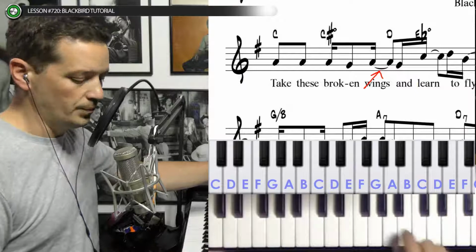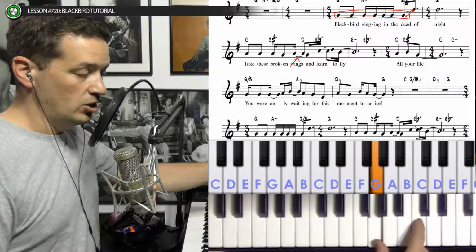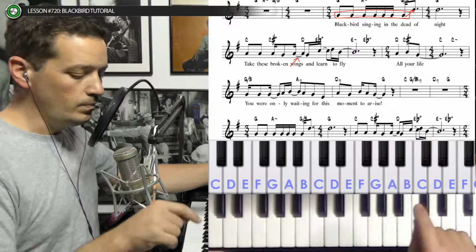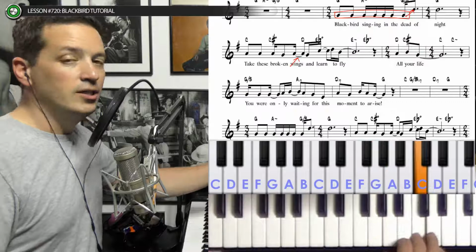So we would play, take these broken wings and learn to fly. So all together we have Blackbird Singing in the Dead of Night. Then back down to the A's. Take these broken wings and learn to fly.